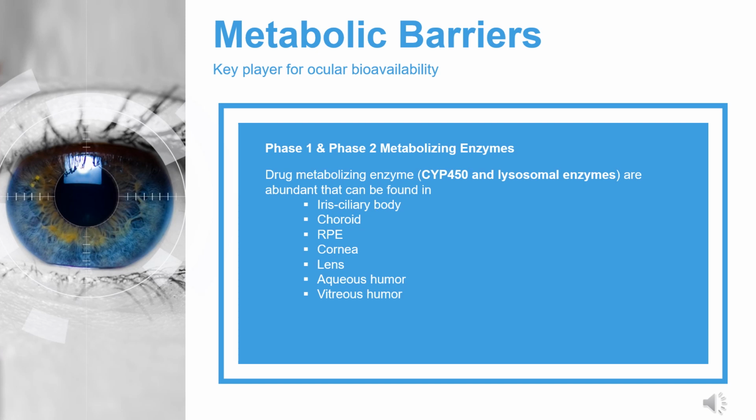The third barrier is the metabolic barriers. Phase 1 and 2 metabolizing enzymes are present in the eye and commonly belong to the CYP450 family. In addition, lysosomal enzymes are also abundant. These enzymes are detected in high concentration in the iris ciliary body, choroid, and RPE, and to a lesser extent in the cornea, lens, aqueous humor, and vitreous humor. Metabolic activity is also present in the blood ocular barrier, which lowers intraocular drug concentration.